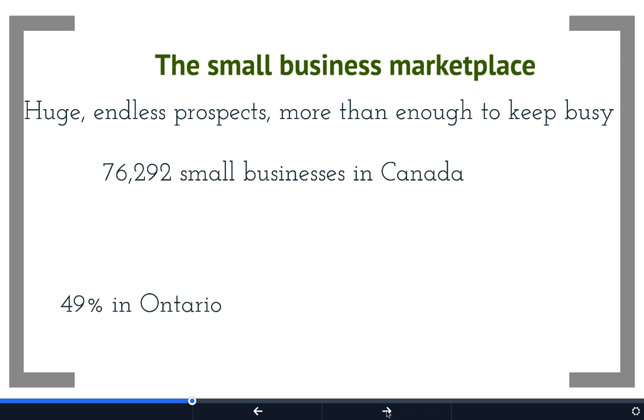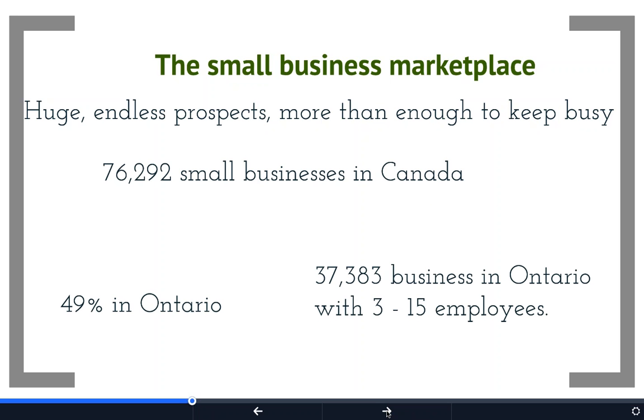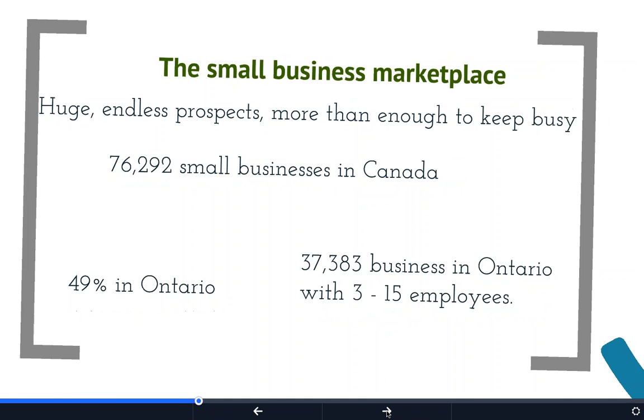There we go. 49% of those are in Ontario. That means there's 37,000 businesses with 3 to 15 employees. I think there's more like 50,000 businesses in southern and central Ontario alone. This is just one survey, a couple of keystrokes that I did to come up with the numbers for this presentation. So there's a ton of small business in southern and central Ontario. You don't have to go far to meet with prospects.